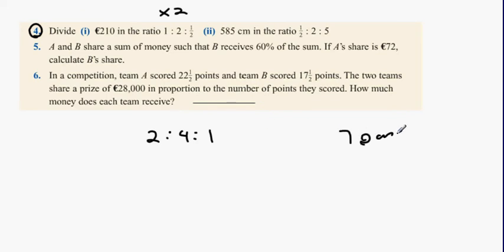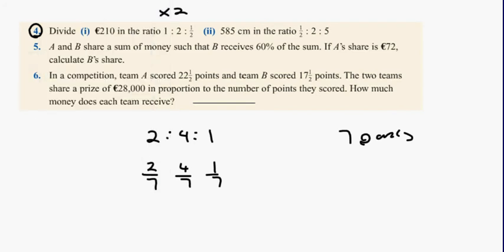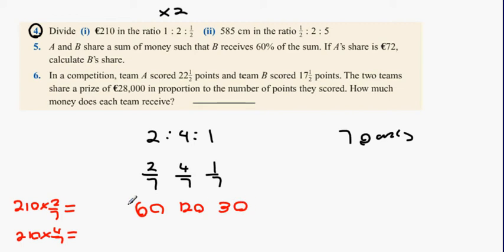There's 7 parts. This means the first one gets 2 sevenths, the second one gets 4 sevenths, and the third one gets 1 seventh. So I'll just get my 210 and multiply by 2 sevenths. 210 multiplied by 2 sevenths is equal to 60. 210 multiplied by 4 sevenths is equal to 120, and 1 seventh is 30. Okay, and then when you add them all together, you get 210.